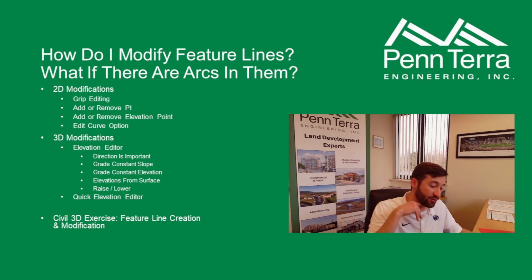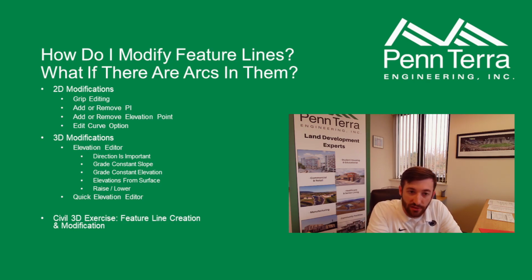So how do I modify feature lines? There are a few different ways of modifying. In 2D, you can grip edit them just like a polyline. When you have arcs, you have to edit them similarly to the way we edited parcel lines that have arcs. You have to go in to a menu and use the edit curve command and tell it what radius you want to use, and it'll put everything where you want it. You can add or remove PIs, which are basically grips, adding more grips. And then you can add elevation points, which allow you to put grade breaks without changing geometry.